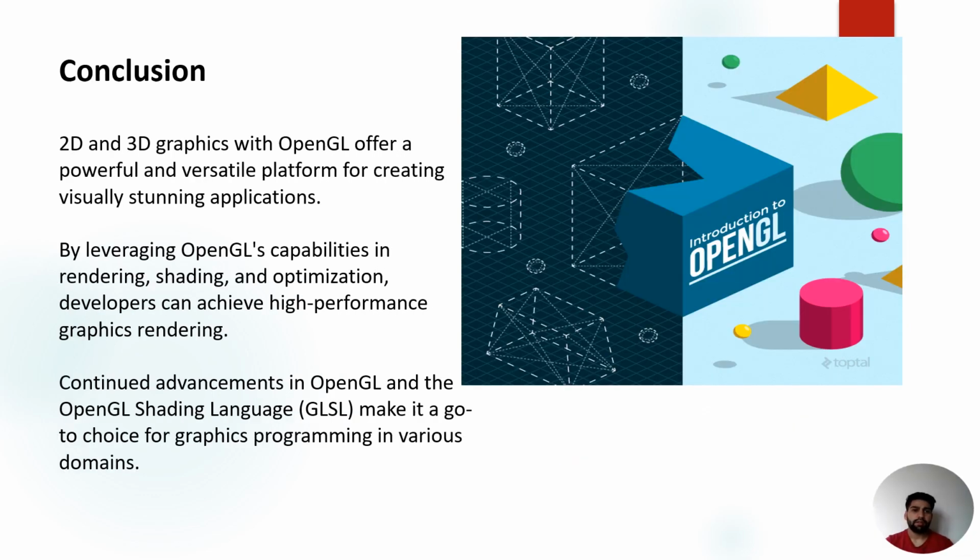In the end, we will discuss the conclusion. 2D and 3D graphics with OpenGL offer a powerful and versatile platform for creating visually stunning applications. By leveraging OpenGL capabilities in rendering, shading, and optimization, developers can achieve high-performance graphics rendering. Continued advancement in OpenGL and the OpenGL shading language make it a go-to choice for graphics programming in various domains.